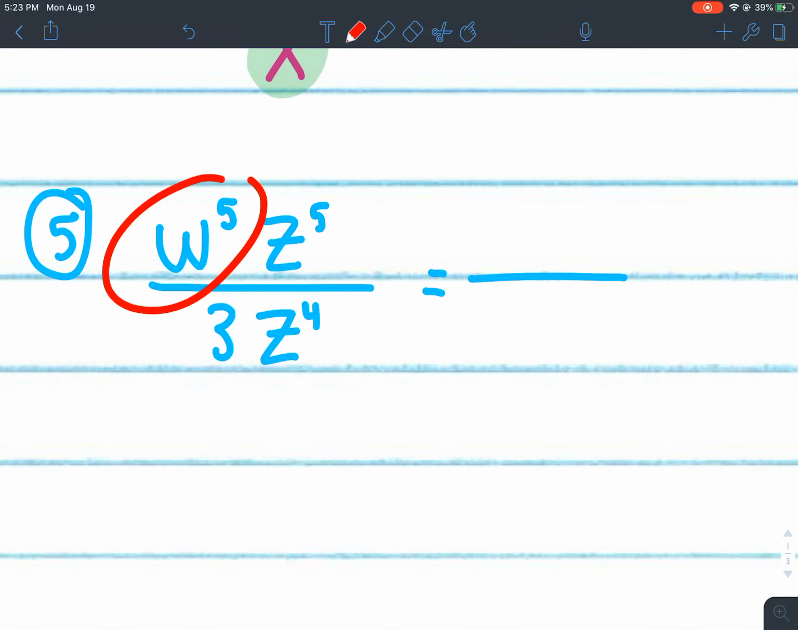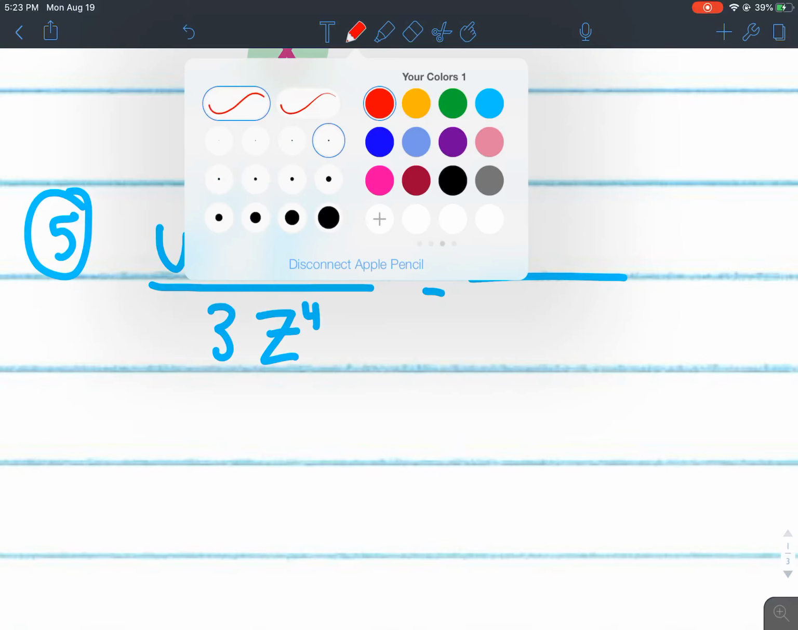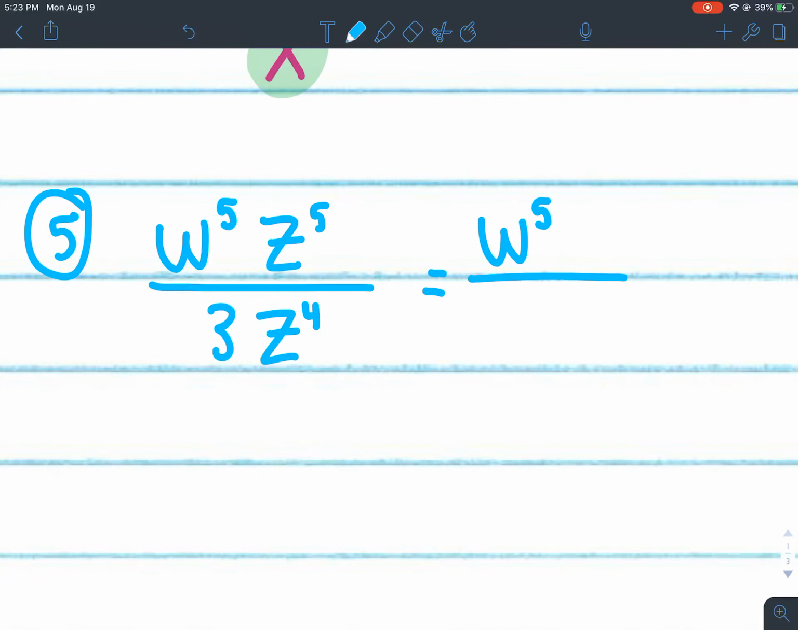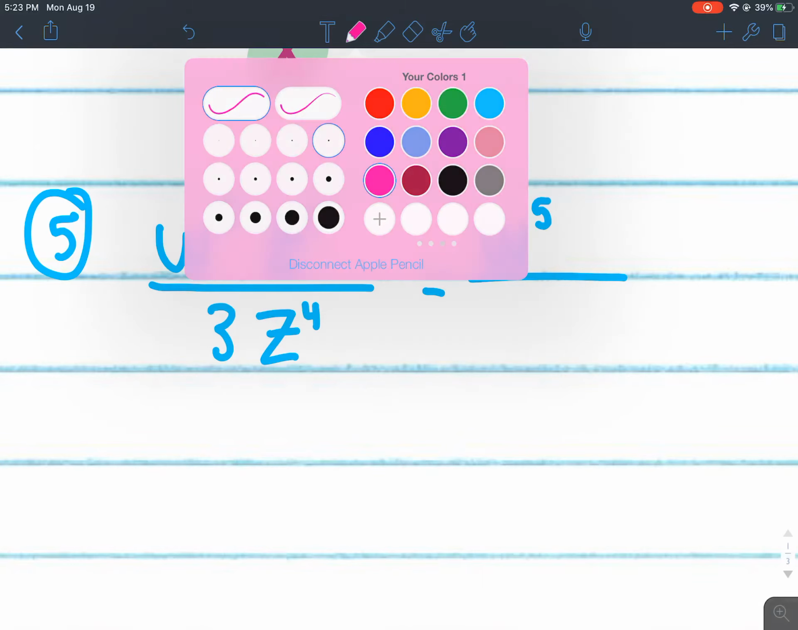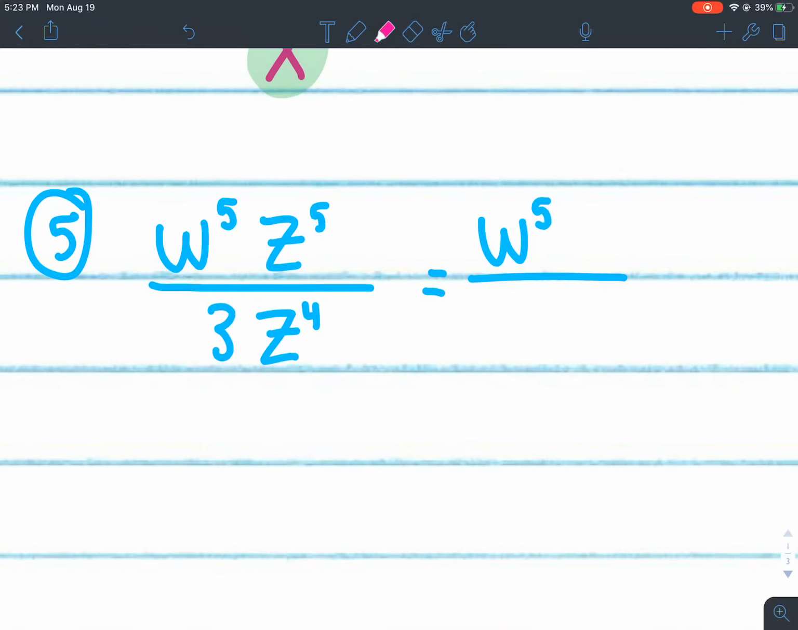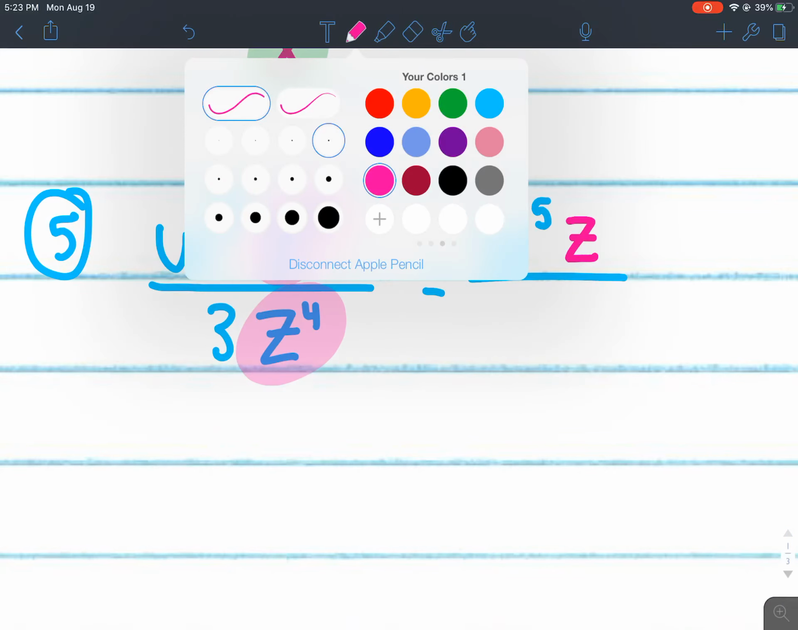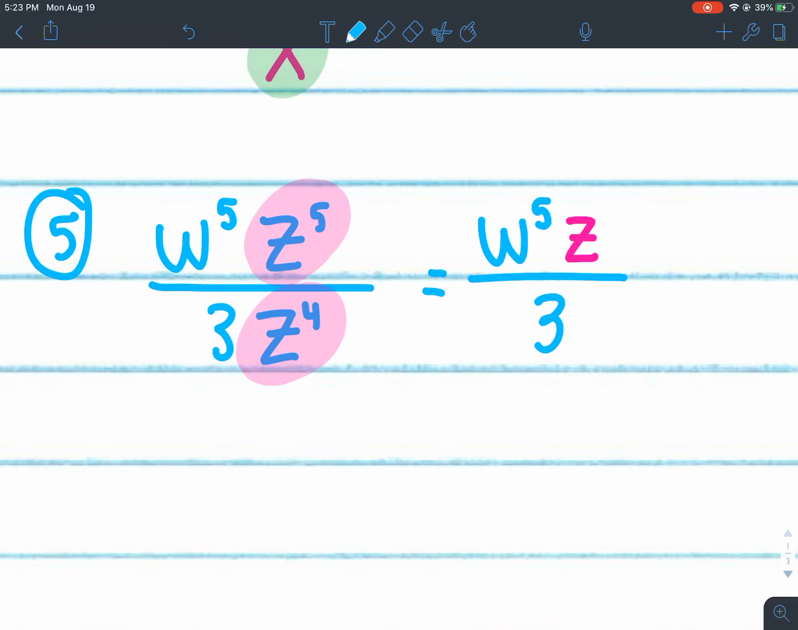So here I have w to the 5th. I can't really do anything with that, so I'm going to leave it as is because it can't be simplified with anything else. Although I notice over here that I have a z here and I have a z here. So I have z to the 5th in the numerator, z to the 5th in the denominator. Where do I have more z's? I have more z's in the numerator, so I'm going to write my z there. And then 5 minus 4 is 1, so you can write a little 1 up there if you'd like, but I'm not going to. If we don't write a 1, it's understood, yes, there's a 1 there, because there is one of them there. And then the 3 can't be simplified, so it just stays in the denominator. And that's it.